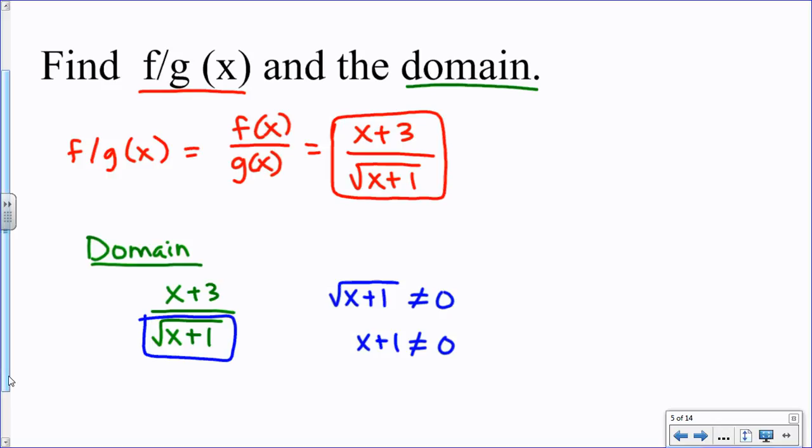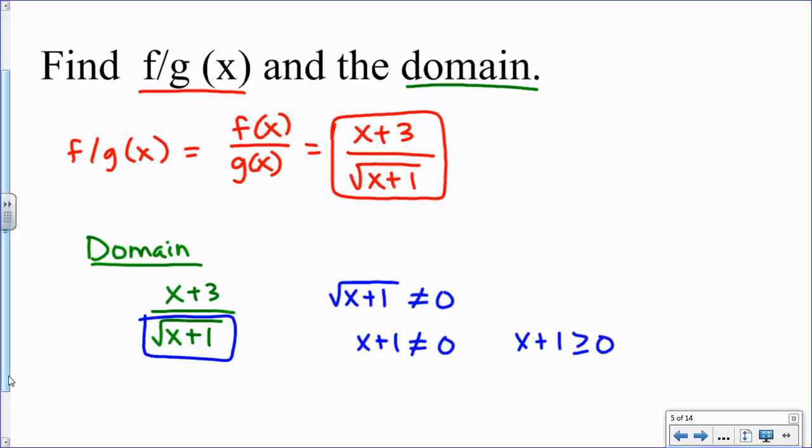But I have a second part to that because I also have a radical. So if you have a denominator and a radical, then that's two parts. The radical tells me that whatever's underneath the radical, so x plus 1, must be positive, so must be greater than or equal to 0. So two parts to this domain because you have a radical and a denominator.